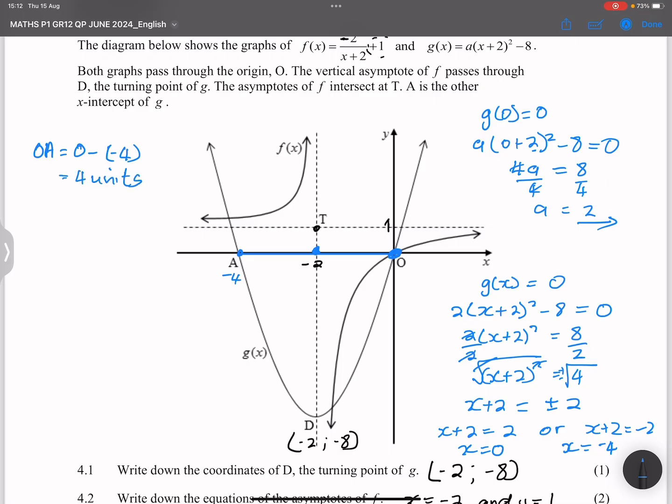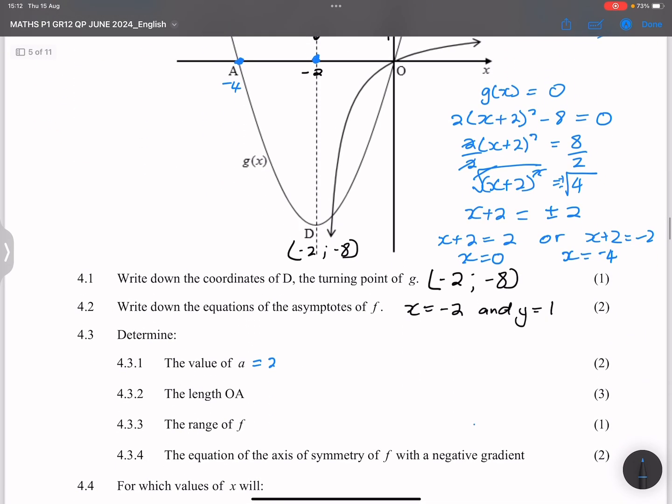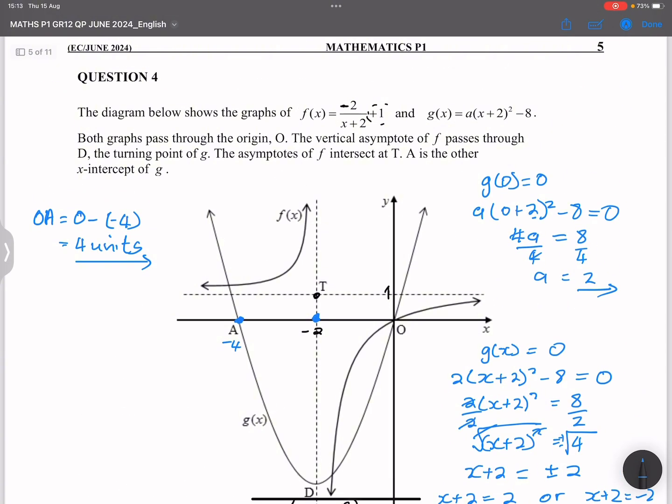And please remember, because we're looking for distance, we must always express it as a positive value, right? So in this case, remember that the y values would be the same. So what would make the difference between the two points would be just the x values, right? All right, but either way, y is 0 over there. So OA, we just found that to be 4 units. Right. Now they say to us, determine the range of f. So remember that f is our hyperbola, right?